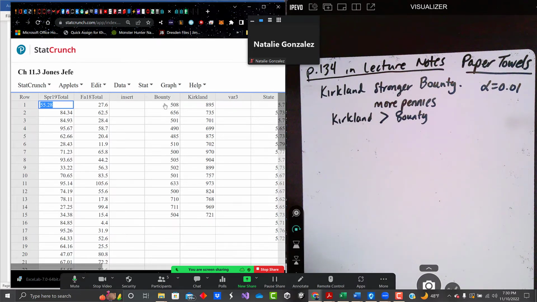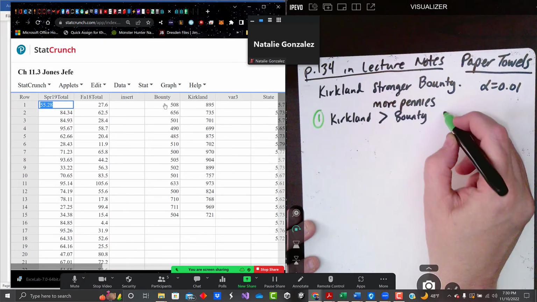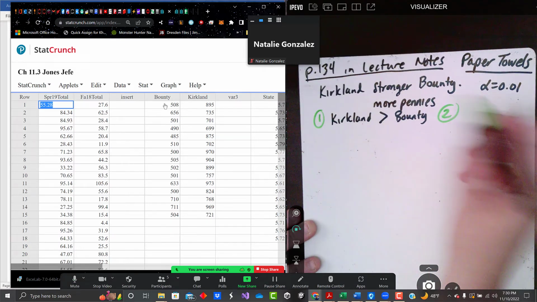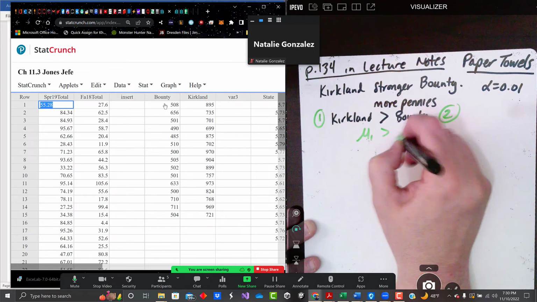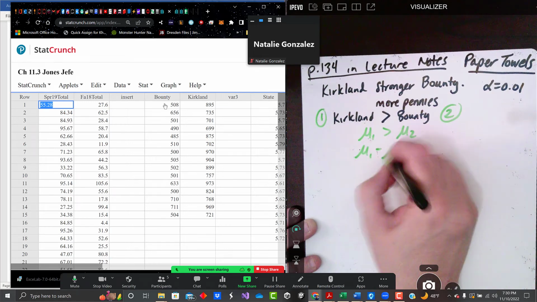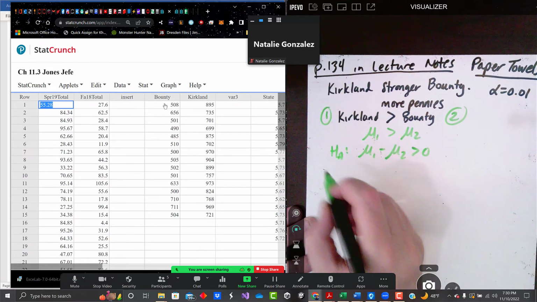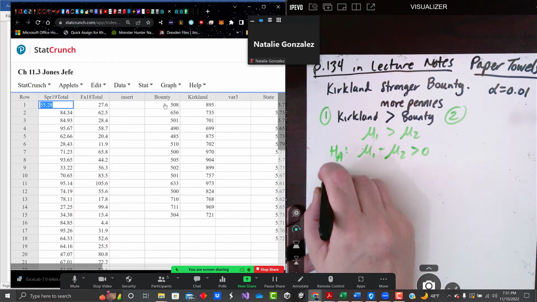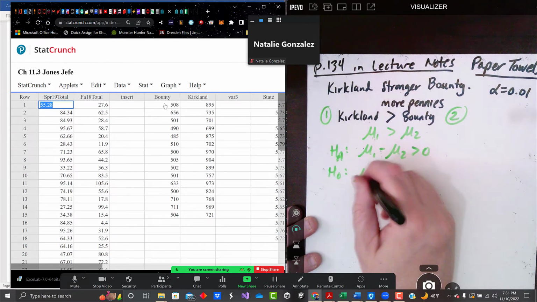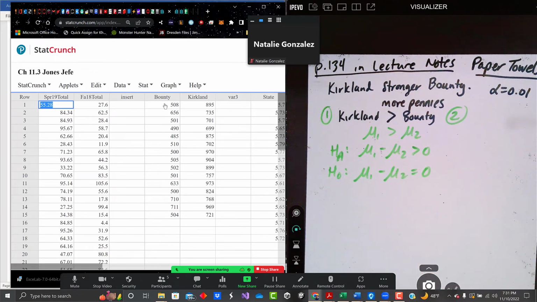So, our hypothesis test. If I call Kirkland group 1 and Bounty group 2, mu1 should be greater than mu2. And if I subtract mu2 over to the left side, I have mu1 minus mu2 is greater than 0. That is going to be HA. H0 should be that they're equal. We already have our alpha.